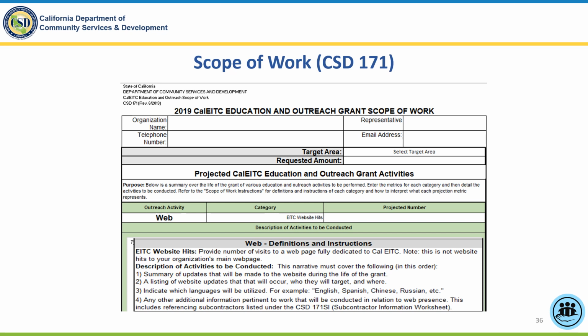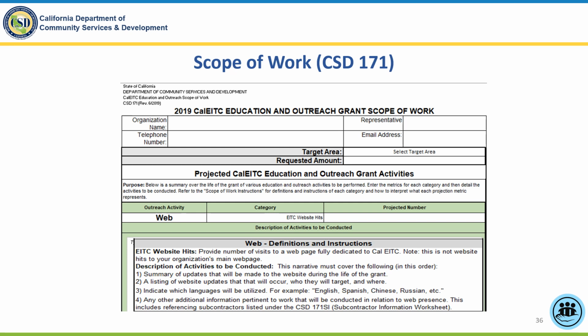Now let's review web projections. Please utilize the definitions before inputting any projections. For example, for CalEITC website hits, an applicant should provide the number of visits to a web page fully dedicated to CalEITC. Note that this is not website hits to the organization's main page.